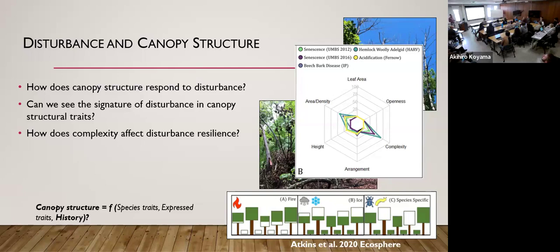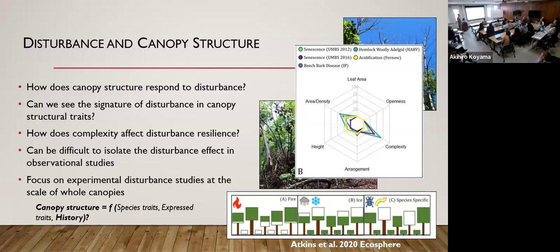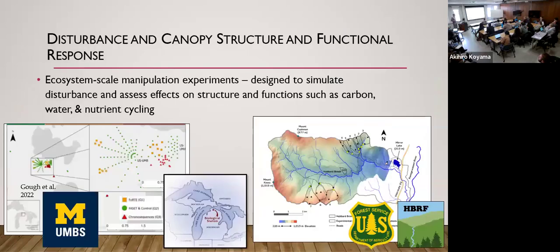But this is observational work, and so it's really hard to separate out the effect of the disturbance from all those other factors that I'm talking about: species composition, the environment, that sort of thing. So we've spent a lot of time focusing on experimental disturbance studies at the scale of whole canopies, whole ecosystems, and trying to understand the effect of those disturbance experiments on canopy structure and functioning.